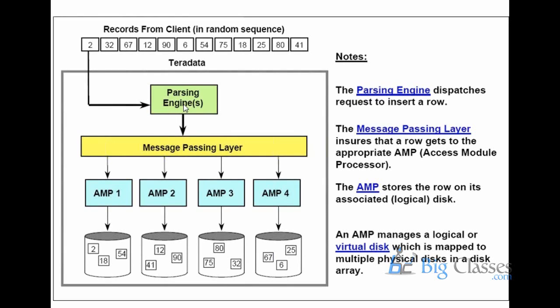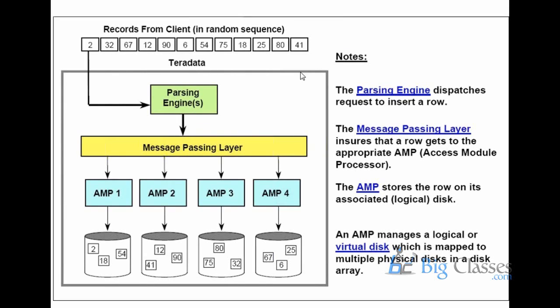Parsing engine is a software component. It processes the request, checks the syntax and semantics, tries to optimize the request if it is possible, and then distributes the data across the AMPs. That is the functionality of the parsing engine. If it needs to insert data, it will distribute the data and insert it across all the AMPs.